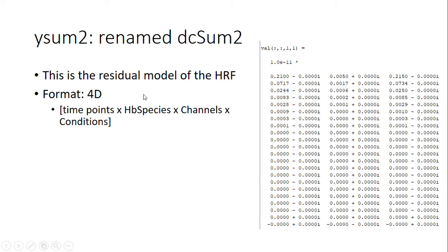It's 4-dimensional. As you can see here, again, you have your scaling coefficient, whatever you want to call it. It's going to be number of time points as your rows, again, number of hemoglobin species, channels, and conditions. So we're looking at all the time points, all the hemoglobin, which again, we have 1 column, 2 columns, 3 columns. So it'll be HBO, HBR, HBT. We're looking at channel 1, condition 1.